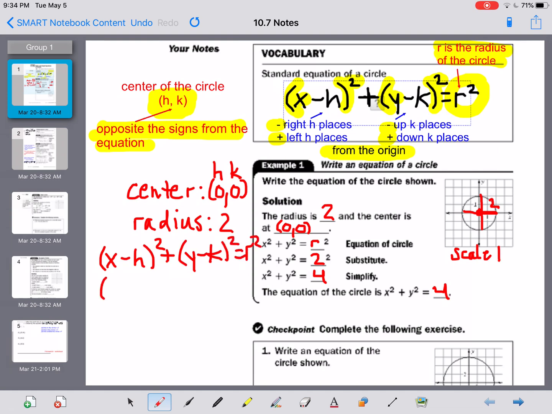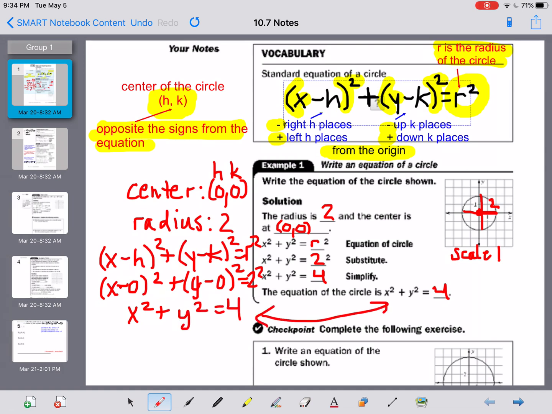If I plug in my x minus 0 for my h, my y minus 0 for my k, and my 2 squared, you'll notice here when I simplify, I'm down to x squared. Y minus 0 is just y, so I get y squared equals 4. So I get the same thing whether I plug it into the h and k or whether I just ignore it since they're both 0, 0. I'm going to be honest, on your homework, I don't think I ever used just 0, 0. Maybe once. So make sure you're ready to plug in that center.